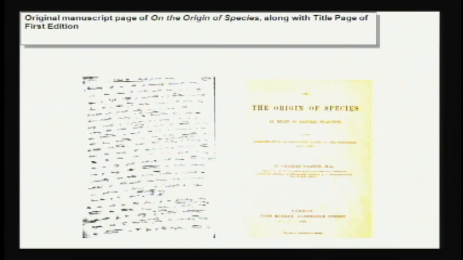It costs at Sotheby's $250,000 now to get a single page of The Origin of Species. That's the one that we have.